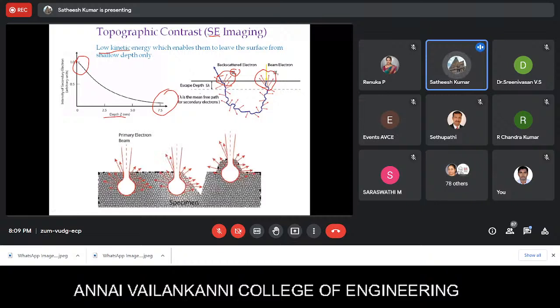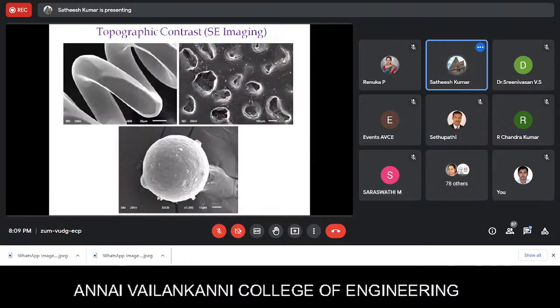Now, how the topographic contrast is mainly captured: this is a sample surface with some irregularities. There may be some groove, or some topological difference. This is the primary electron beam, and you will see the amount of electrons gathered in this particular region is much higher, so that will give you the contrast between this region and this region, wherein fewer secondary electrons are captured by the detector. So these are some of the topography contrast images. This is some carbon with some holes, and this is a powder particle, and you can see how well you can capture the images.